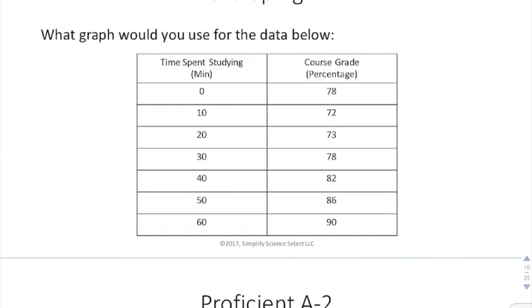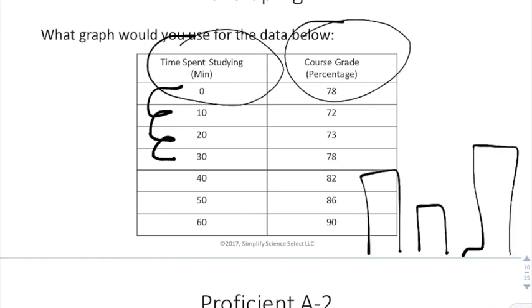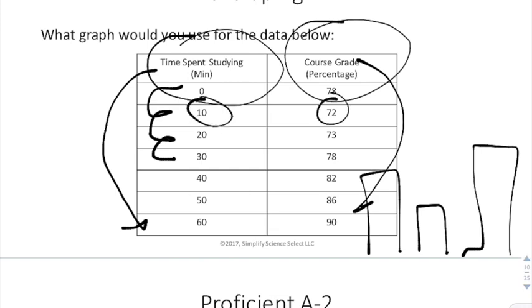So, it says, what type of graph would you use for the data below? You have time spent studying and you have course grade, and this is a continuous variable. So I'm adding more time, I'm adding more time, I'm adding more time. It's not like saying, hey, if you did a bar chart or bar graph here, it wouldn't be particularly useful. You're looking to see if you spend more time studying, does your course grade increase? And a lot of people say, well, no, because if I study for 10 minutes, I got a lower grade.